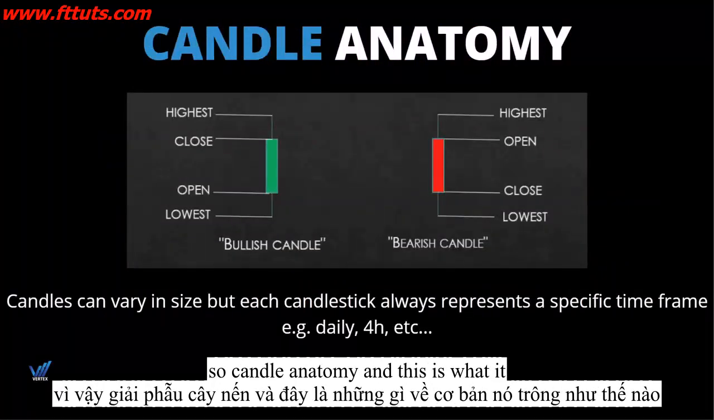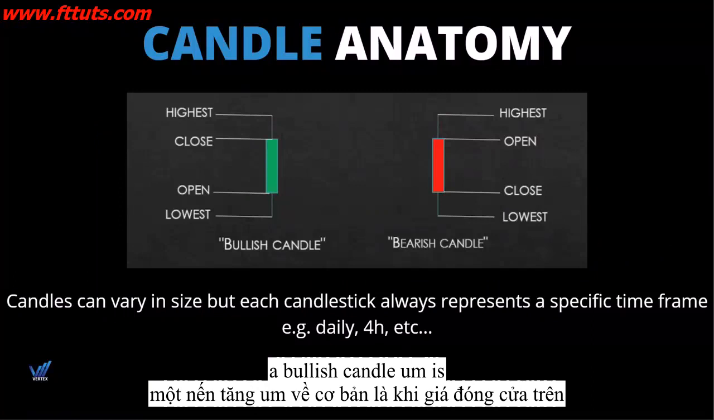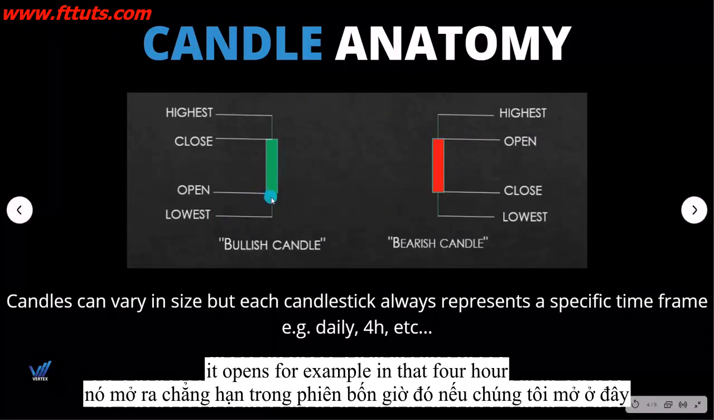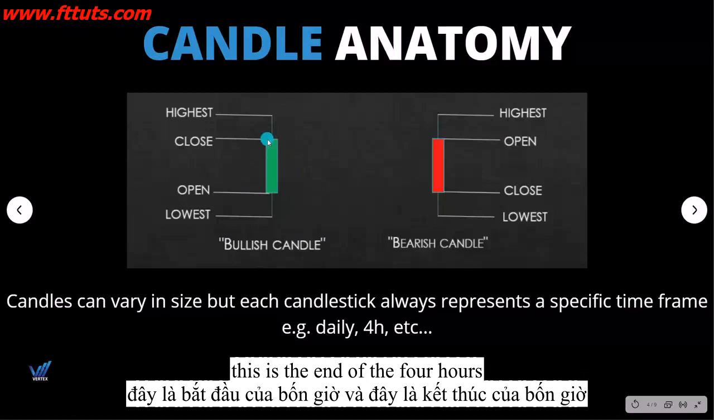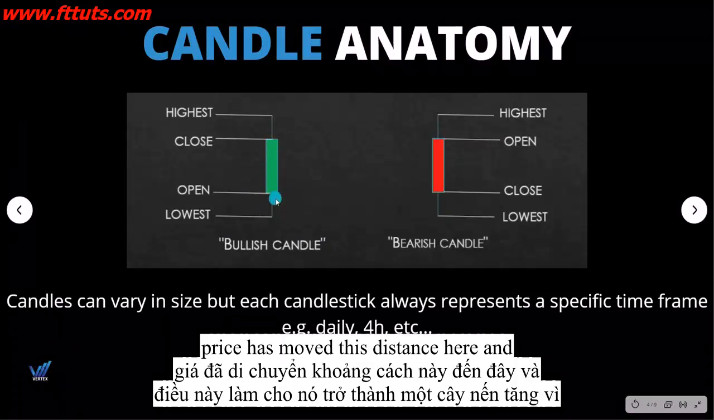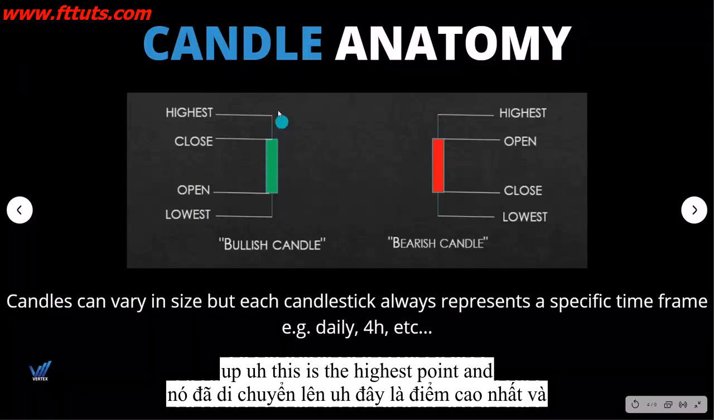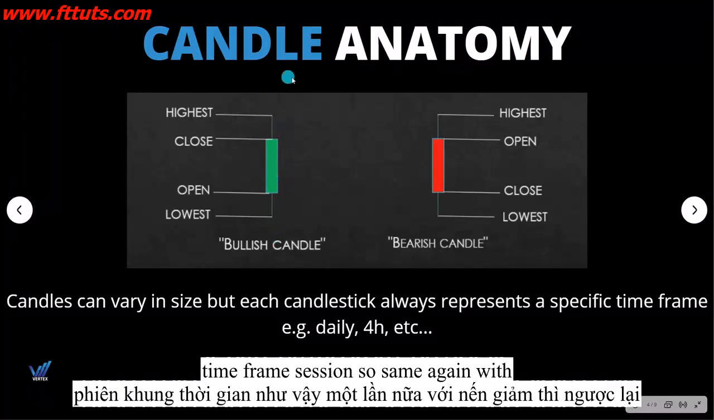So, candle anatomy. This is what it looks like. Essentially, a bullish candle is basically when price closes above where it opens. For example, in that 4-hour session, if we opened here, this is the start of the 4 hours, and this is the end of the 4 hours. Price has moved this distance here, and this makes it a bullish candle because it has moved up. This is the highest point, and this is the lowest point in this 4-hour time frame session.